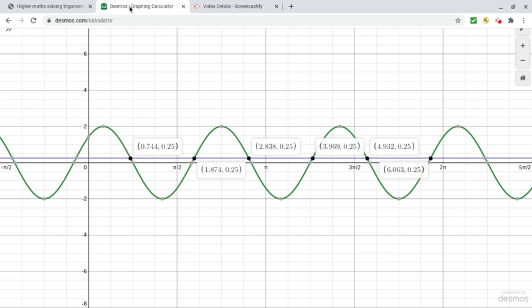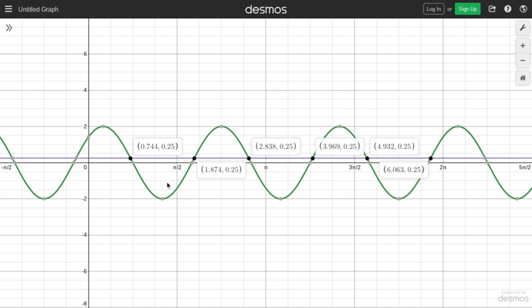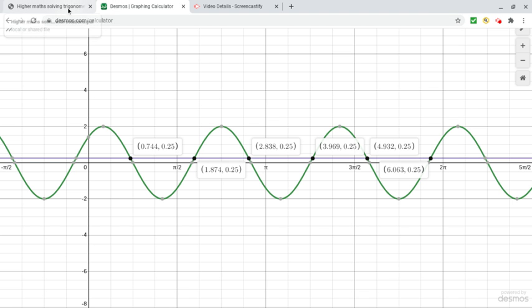So let's have a quick look at that. And we're finding out when that curve is at a height of 1/4 or 0.25. As it's 2 cos 3x, there's 3 times as many waves as normal, as it's been compressed by a factor of 3. So we're looking for 3 times as many solutions. So 1, 2, 3, 4, 5, 6 solutions in total. Okay, so let's have a look at how we solve that.